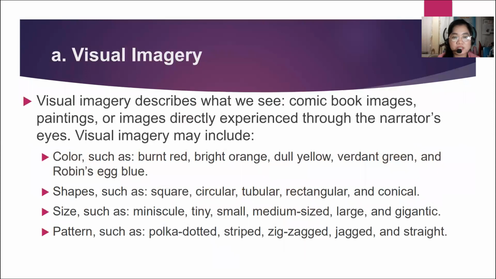Visual imagery describes what we see, such as comic book images, paintings, or images directly experienced through the narrator's eyes. Visual imagery may include color, such as burnt red, bright orange, dull yellow, verdant green, and robin's egg blue. So you can put in a specific color. For example, the room color is salmon, because it reminds you of the color of a piece of salmon meat, they are the same color.